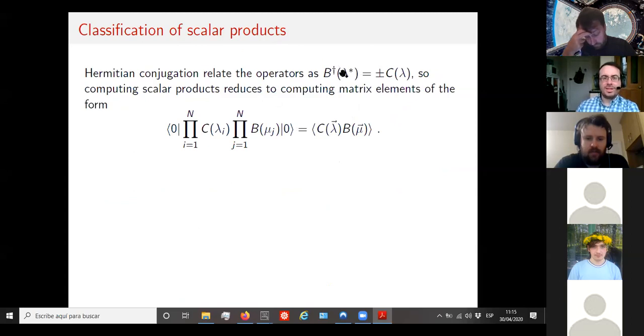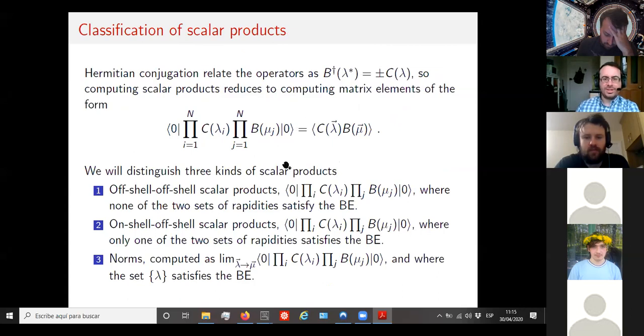Because most of the time the Hermitian conjugate of the B operator is going to be plus or minus the C operator, computing scalar products just reduces to computing these vacuum expectation values of C's and B's. To alleviate the number of products I'm going to have to write, I'm going to use this shorthand notation with a vector in the arguments of the C and the B, in the rapidities.